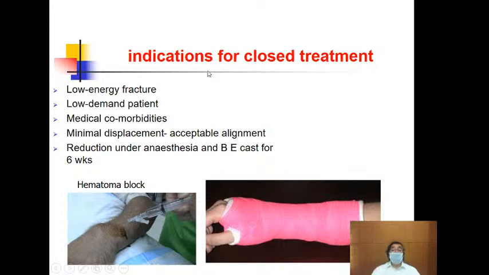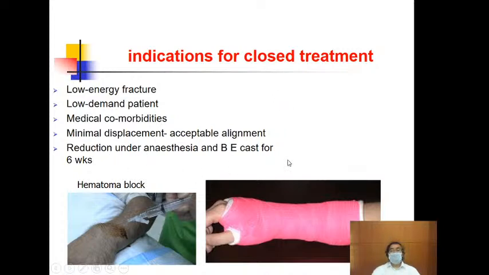And when do you resort to closed treatment? Closed treatment is for low energy fractures and low demand patients, post-menopausal 70, 80, 90-year-old ladies, they don't need any energetic management with all their comorbidities present. In them, a bit of malunion may not do much harm, and we usually select this type of treatment for them. And if it is minimally displaced, and if the displacement can be corrected, and if it is stable after correction, then we go for closed treatment.